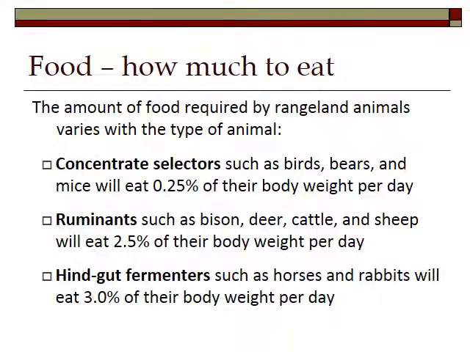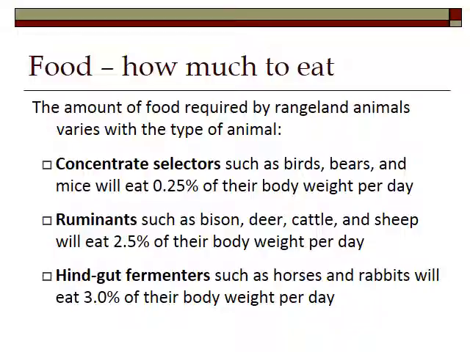We talked briefly about how much food animals eat. When we're talking about nutrition, it's time to just kind of bring that up again. Concentrate selectors like birds, bears, mice, anything out on the range that is not fermenting cellulose is having to really select the highest quality foods. Birds, bears, those kinds of animals eat about 1/4% of their body weight per day in forage or in foods out on the range.